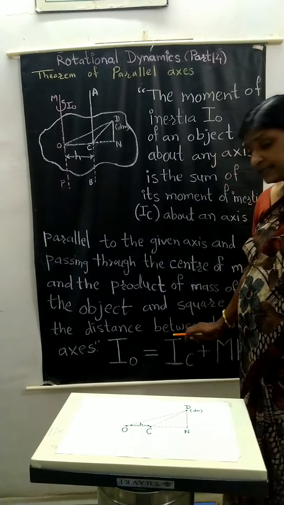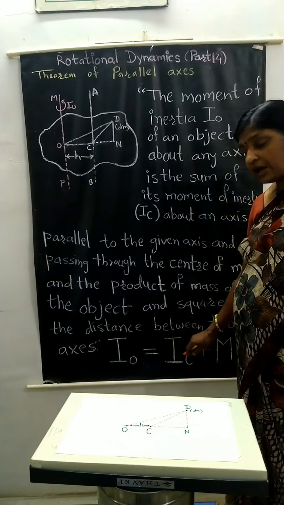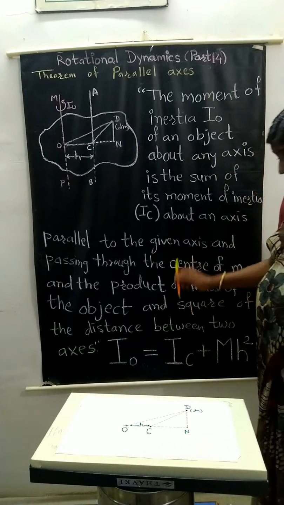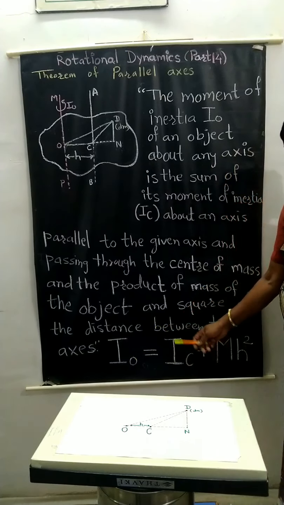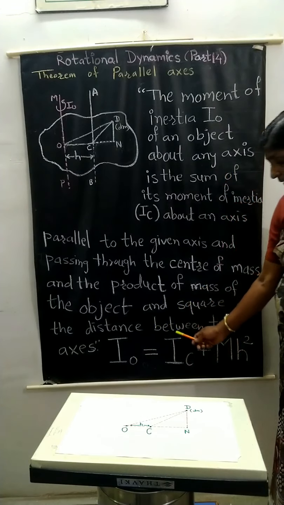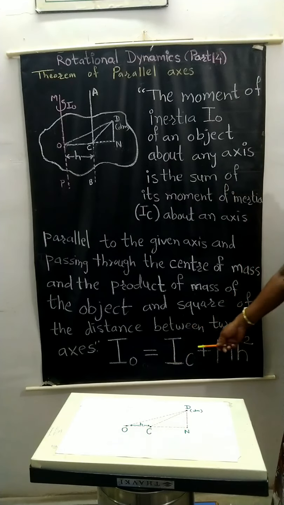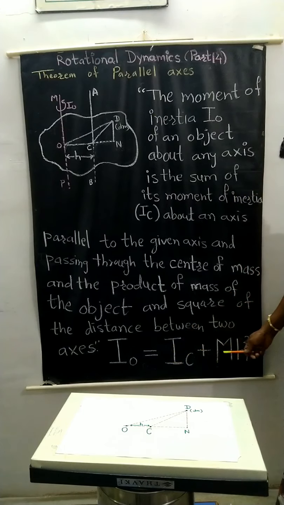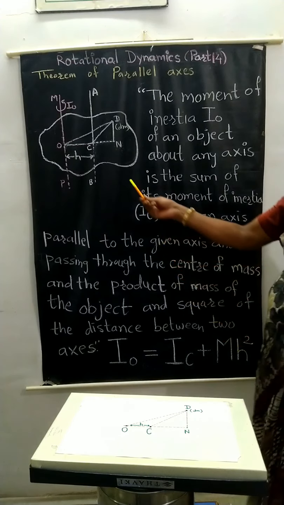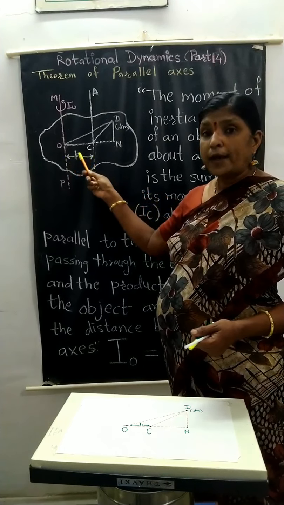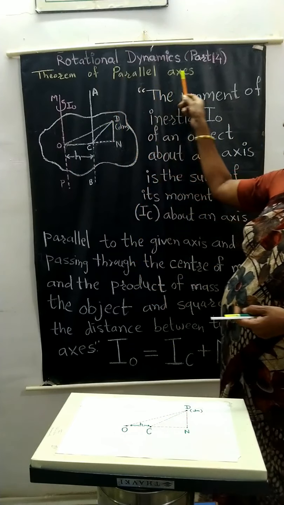But what is the condition on IC? IC is the moment of inertia of the body about a parallel axis to the axis passing through point O. And it is passing through the center of mass of the body, and that is shown by IC. And plus it is added to Mh square. M is the total mass of the body and h is the perpendicular distance between the two axes. So this is about the statement of the theorem of parallel axis.